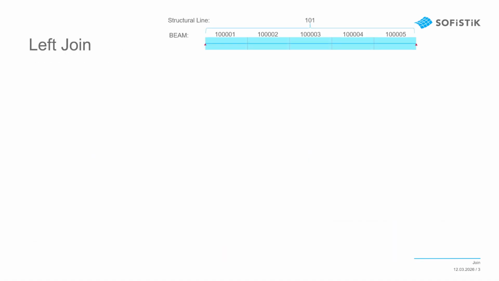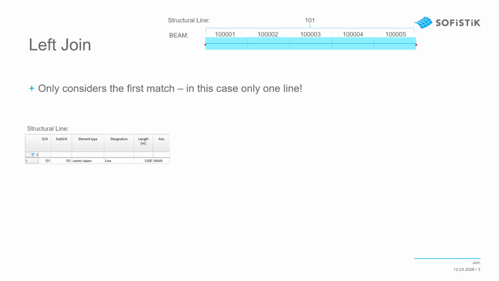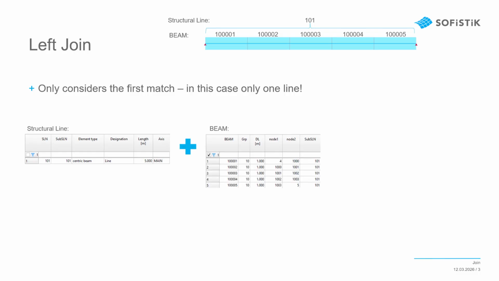The first option is the so-called left join. I will showcase this based on this simply supported beam, which is represented by structural line 101, which will then be meshed into finite elements, starting with the number 100,001 to 100,005. The left join option considers the first match of the source table of the left structural line, in this case table, with structural line number 101, matching the beam table that we see here, which starts at 100,001 to 100,005.